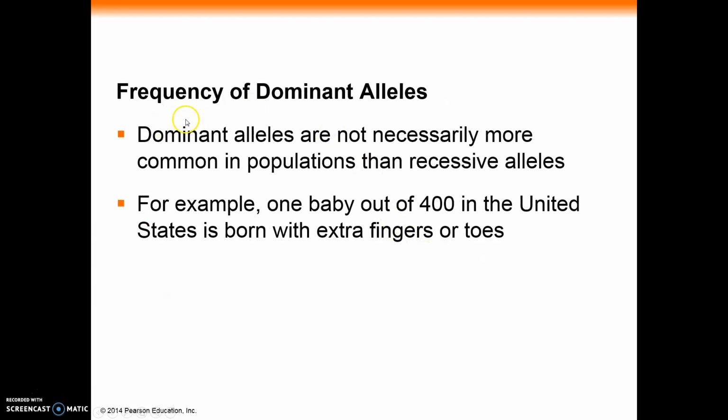Now, something else to consider is dominant alleles are not necessarily more common in populations than recessive alleles. So an example of this is one baby out of 400 will be born with extra fingers or toes. The gene that regulates this is actually dominant, right? It just simply comes down to dominance is not necessarily related to how common that allele is.